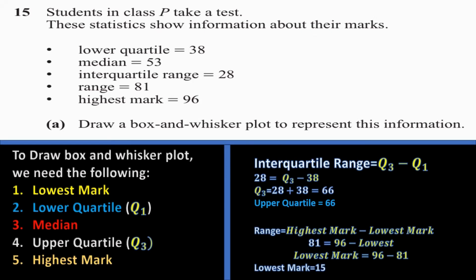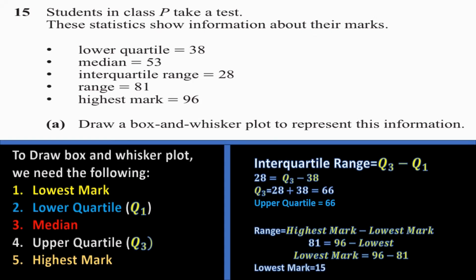Because 28 is given as the interquartile range, upper quartile Q3 is not given, and 38 is the value of the lower quartile. So we can use this to get the upper quartile. If we do the arithmetic, you take the minus 38 across to the other side of the equation, it turns to positive. So we have Q3 equals 28 plus 38, and that gives us 66. So now we have the upper quartile.